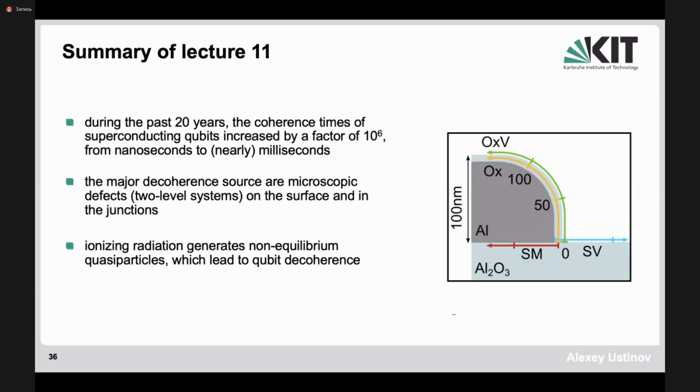The coherence time of superconducting qubits increased by a factor of nearly 1 million over the last 2 decades. But nevertheless, this progress has been saturated due to the major sources of decoherence, which are two-level defects on the surface and in the tunnel junctions. And another important source of decoherence is the ionizing radiation, which generates non-equilibrium quasi-particles, which in turn lead to qubit decoherence.